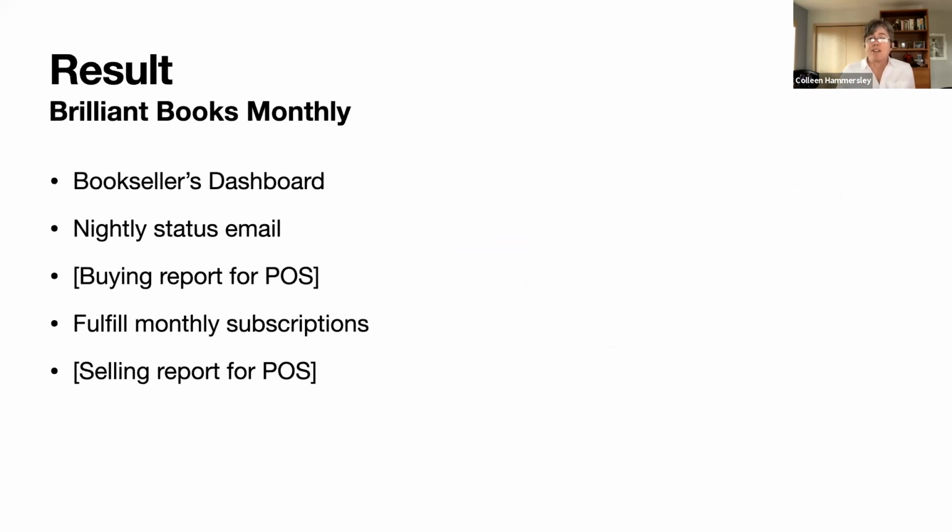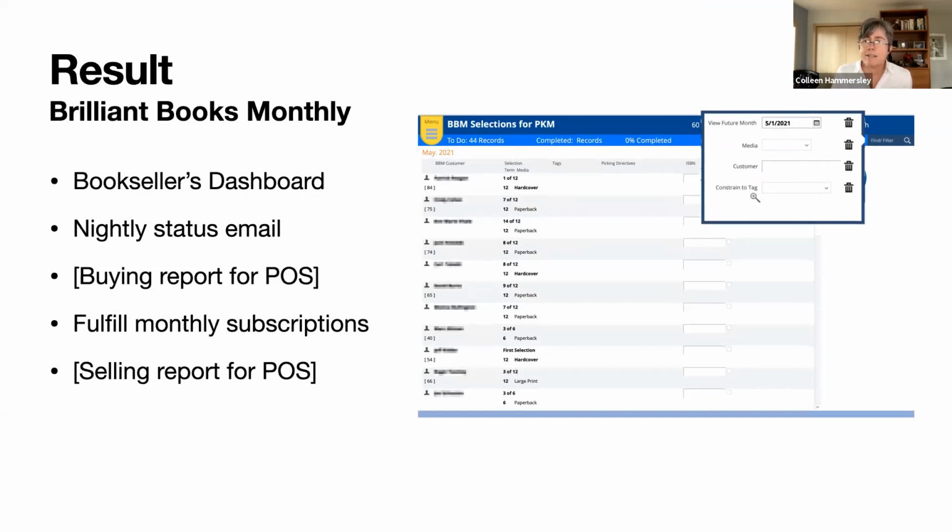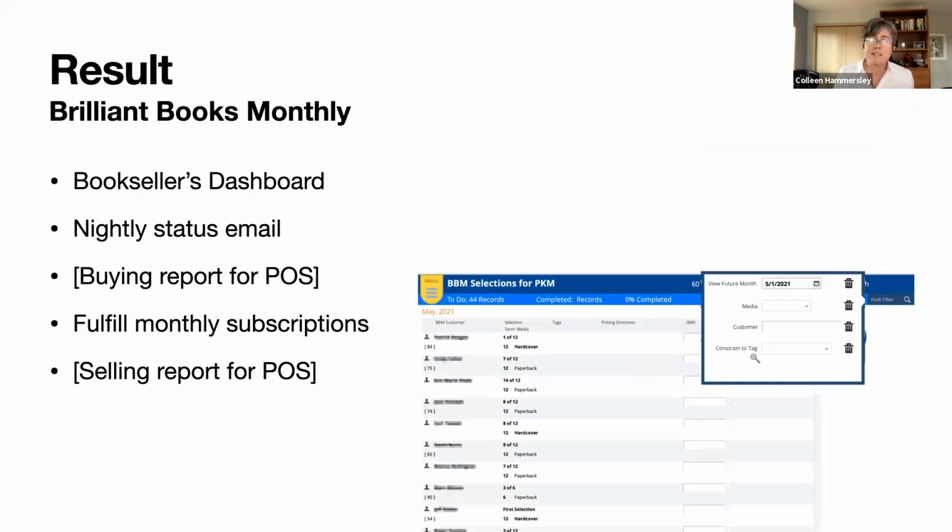After subscriptions are configured, a bookseller can access their queue or list of work and books they need to select at any time and make selections for those recipients. They can slice and dice their list in a variety of ways. Any tags apply to the subscription itself, while picking directives are unique to the month.